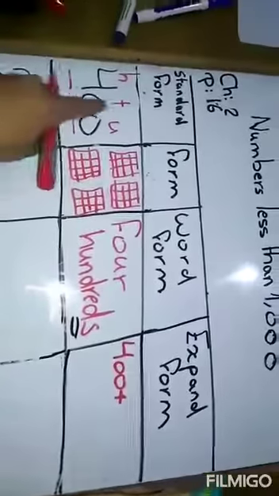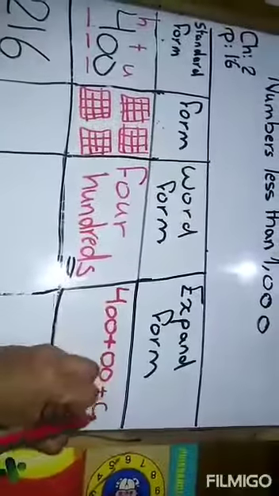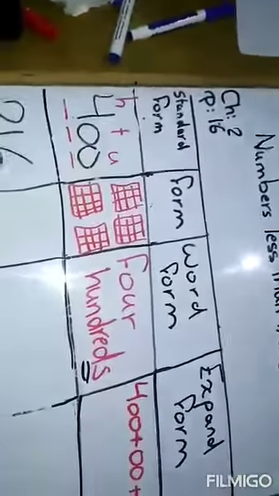The tens are 0, so we put 2 zeros because the tens are made up of 2 digits. And the units are also 0, so plus 0, 1 zero because the units are made up of 1 digit.